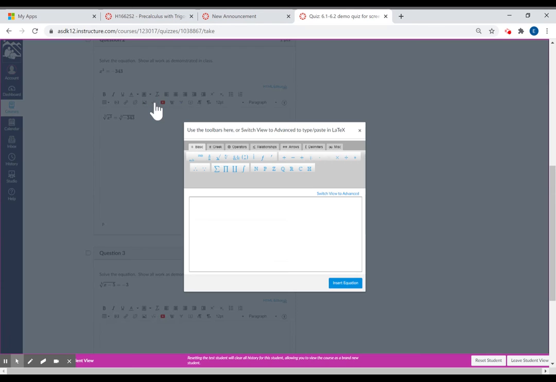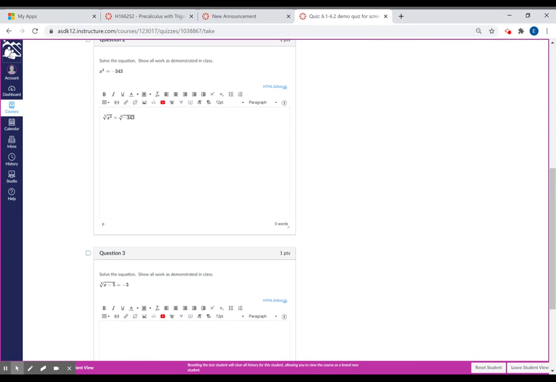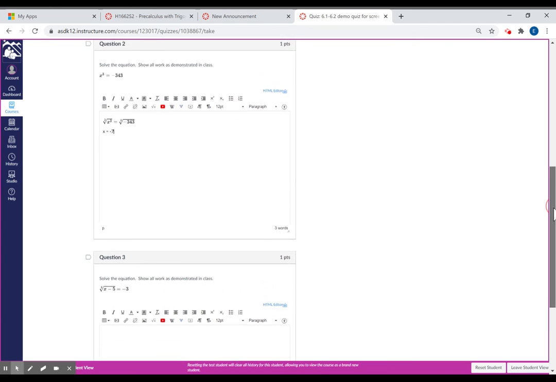So back to equation editor. I guess I wouldn't even really need equation editor for this one. Let's go ahead and skip that. So at this point, the cube and the cube root are gone. So I have x equals, and on the other side, the cube root of negative 343 is negative 7. So there wasn't a lot of work to show on that one. So I'm all set.